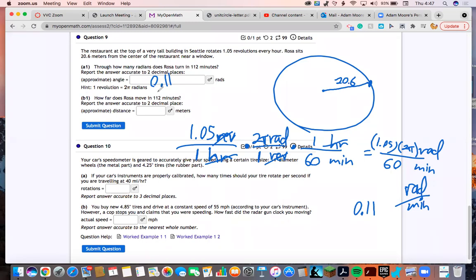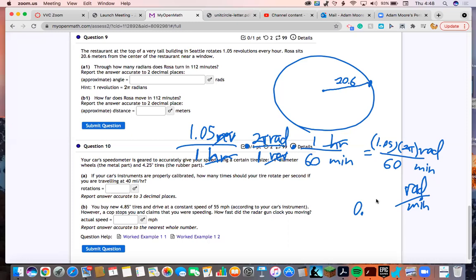Anyway, so 0.11 radians per minute is what we're looking at here. Their second question is, how far does Rosa move in 112 minutes? We know how many radians per minute, but I didn't answer the question. This is the number of radians per minute, but I have to answer how many radians she goes in 112 minutes. So I'm not going to round off my 0.11 yet.